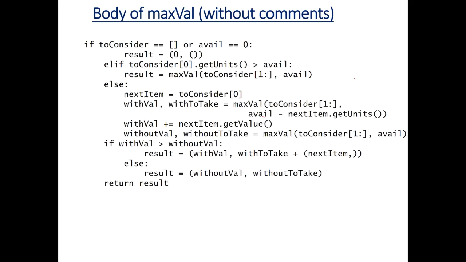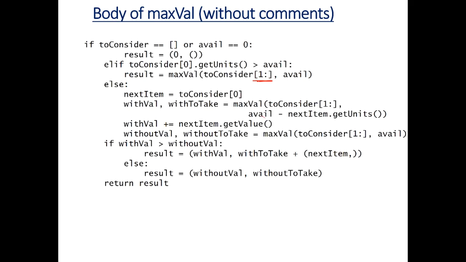However, if we're not in that case, the first thing we're going to do is check whether the first item in to consider, item 0, will fit in the knapsack. Otherwise, if the first item would not fit in the knapsack, I can safely assume I'm not going to take it, and my result will be whatever the maximum value would be of to consider without the first item and what was previously available, because that hasn't changed. And so I use slicing to get rid of the first item.